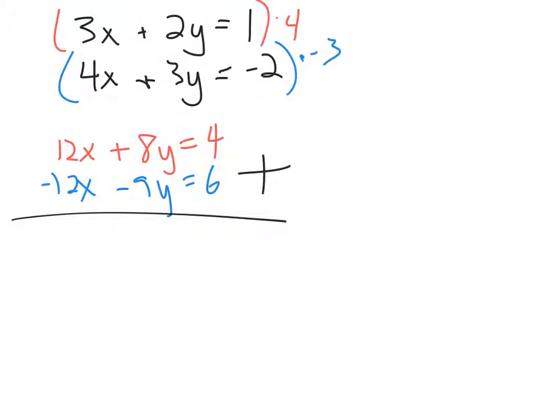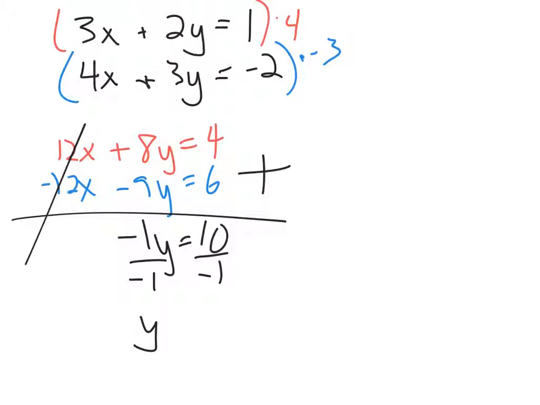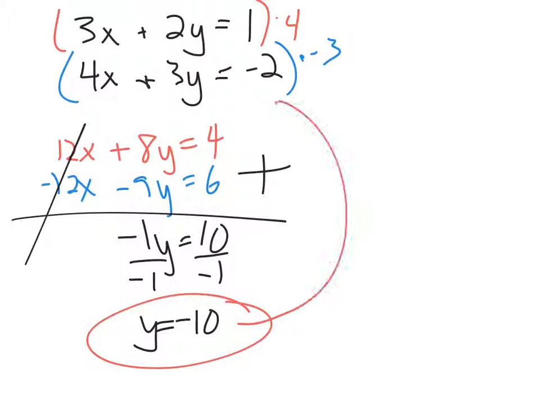We add now. The x's go away. They become 0. And we now have negative 1y equals 10. Divide by negative 1. Y is equal to negative 10. And the next step says we take that value and substitute it back into one of the original equations. So step 4 says, okay, pick one. Doesn't matter again. We have lots of choices, lots of freedom on how we want to proceed through these things.